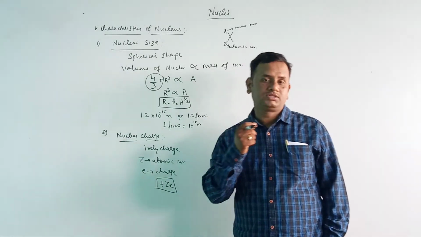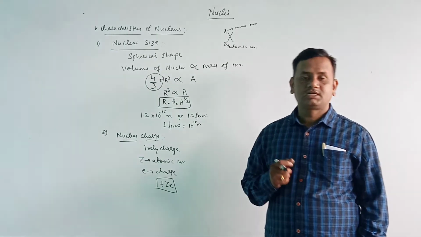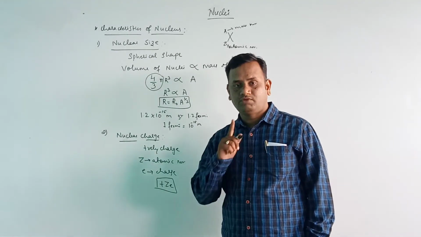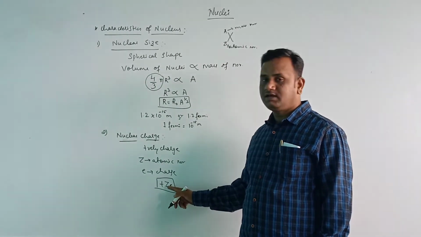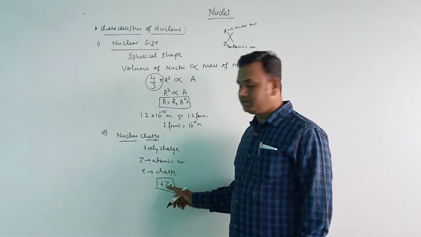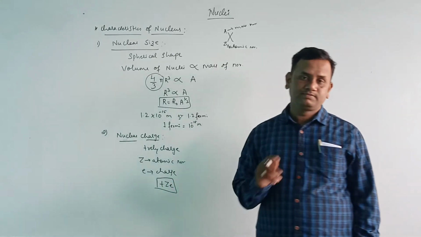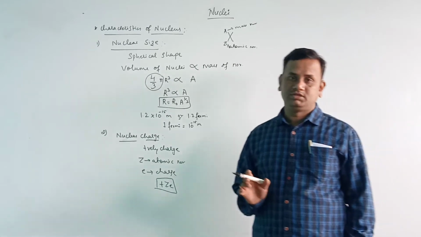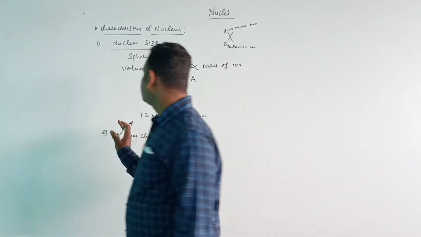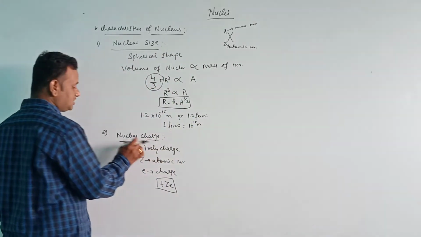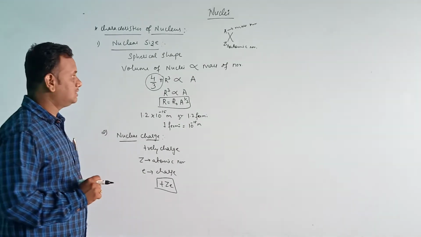If there is a hydrogen atom, then its atomic number is 1, so in place of Z, I take 1. So the charge is plus e, the charge of the hydrogen. This is the second characteristic, the nuclear charge.